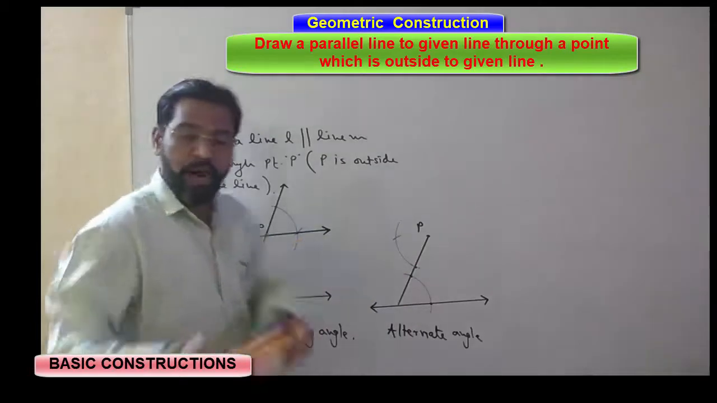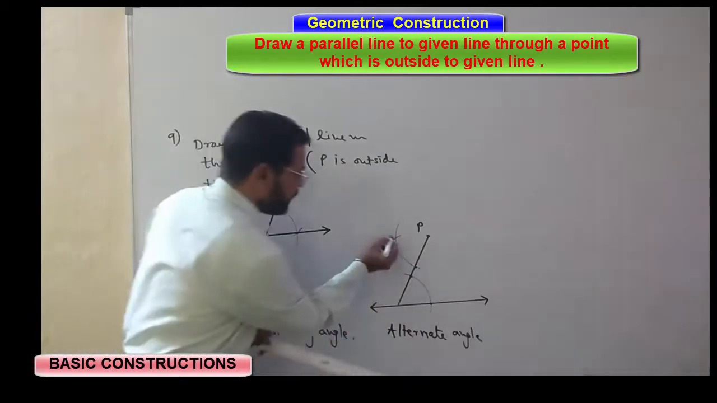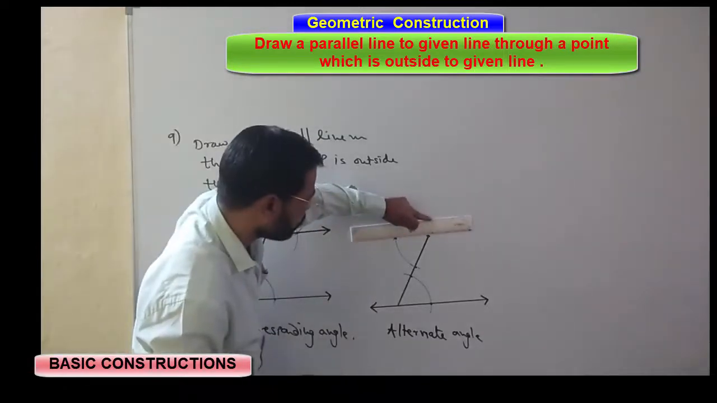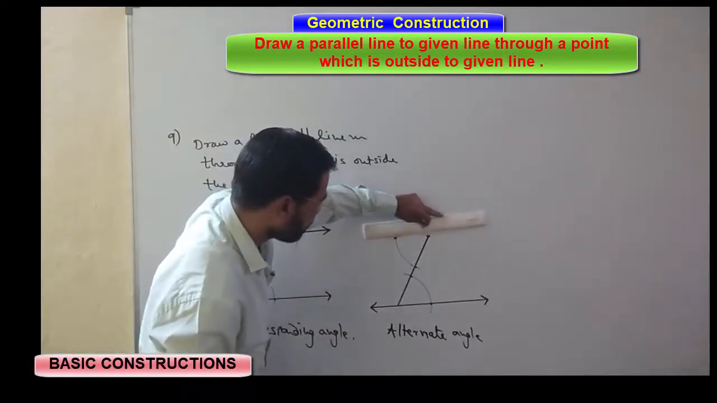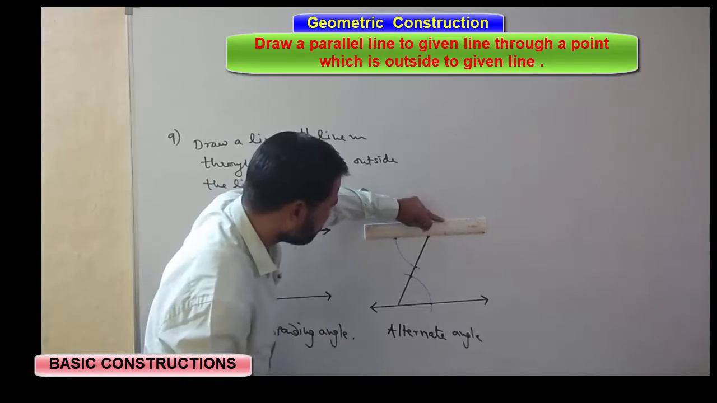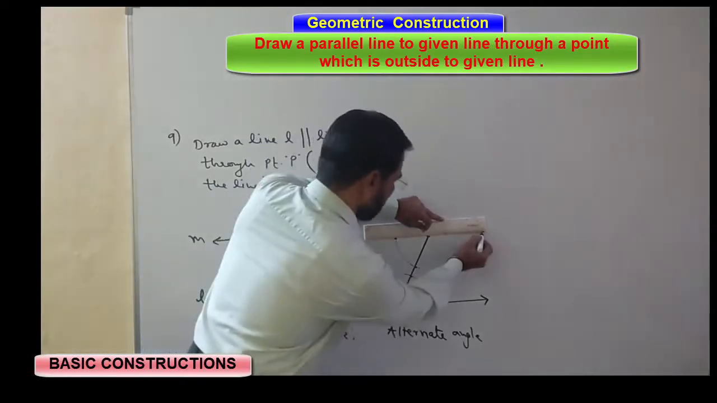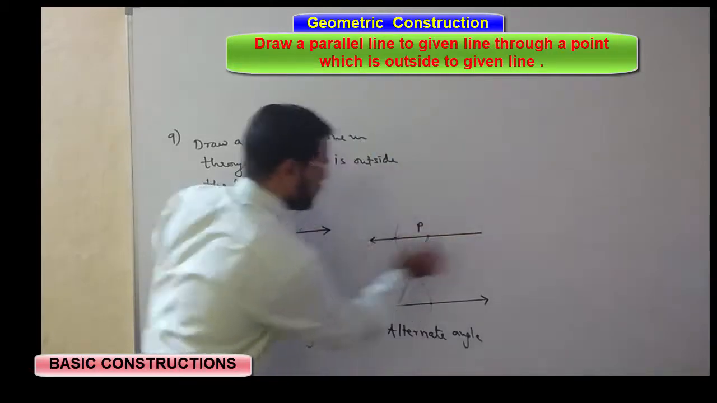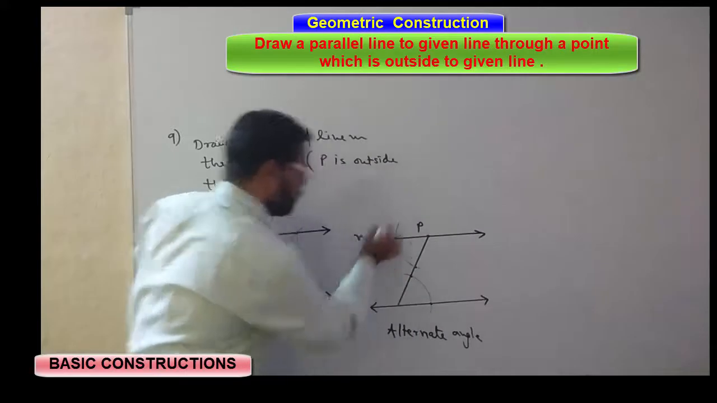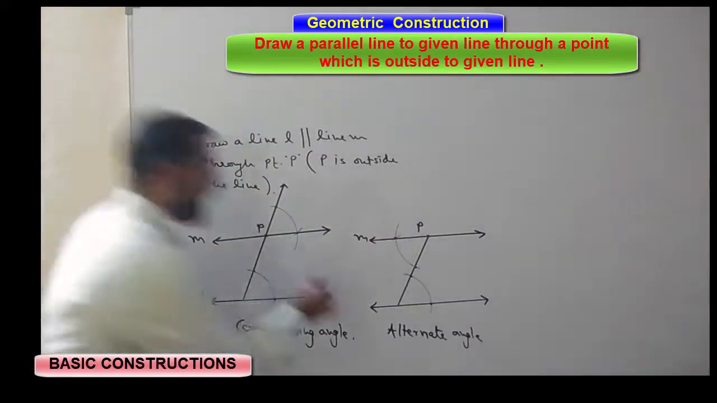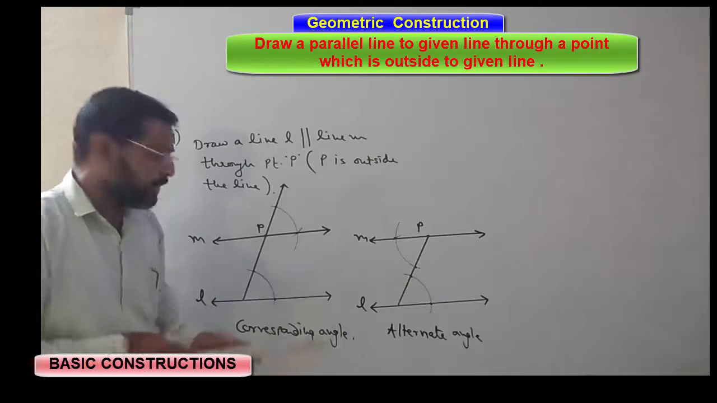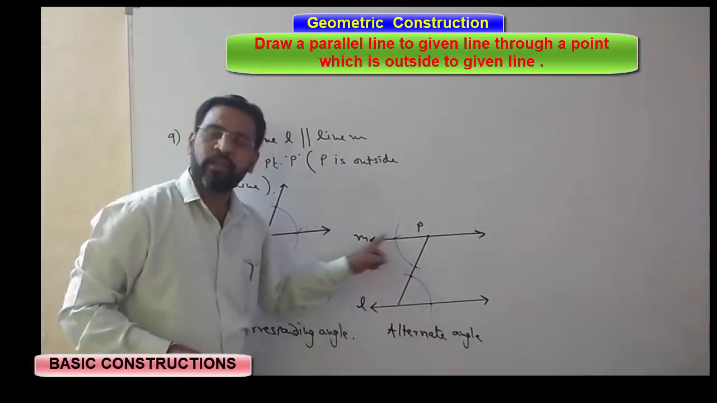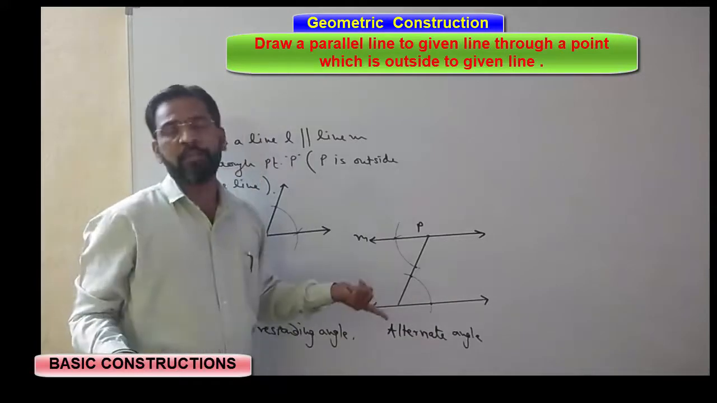Okay, now after getting this intersecting point here, I'll just join these 2 points to get one line here. Okay. This is the line M, which is parallel to the given line L here. By which property? By using alternate angles. Because their alternate angles are congruent, that is why the two lines are parallel.